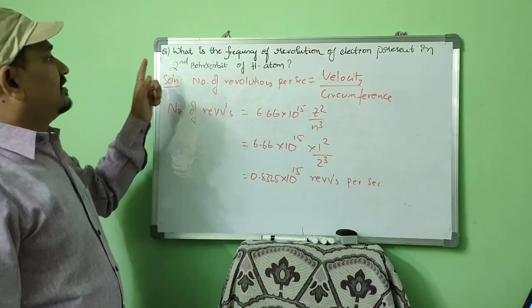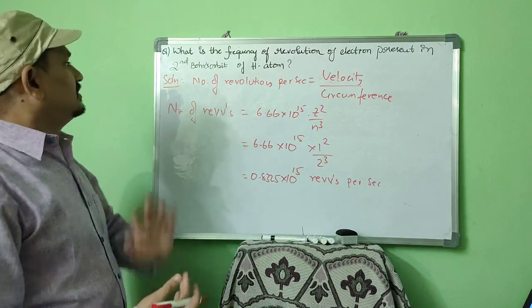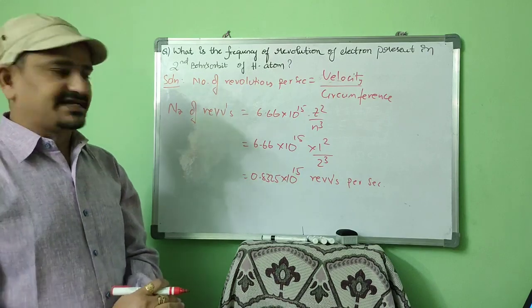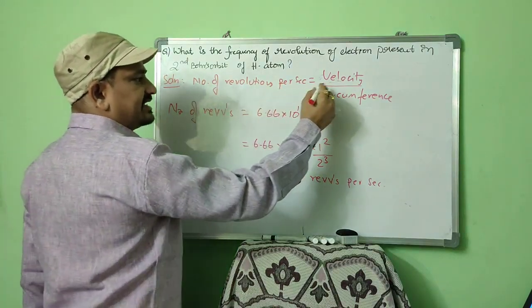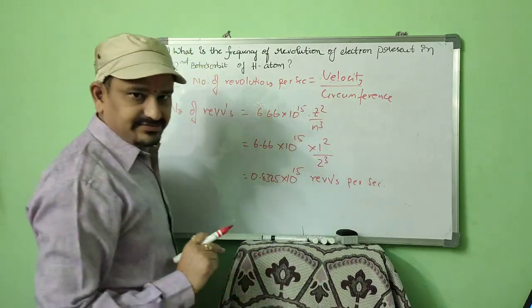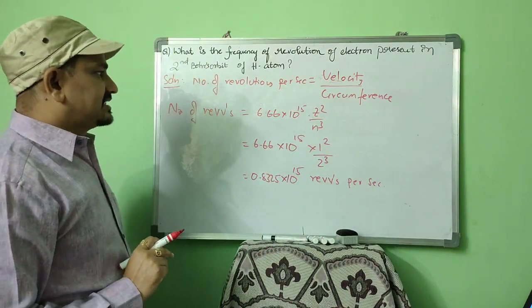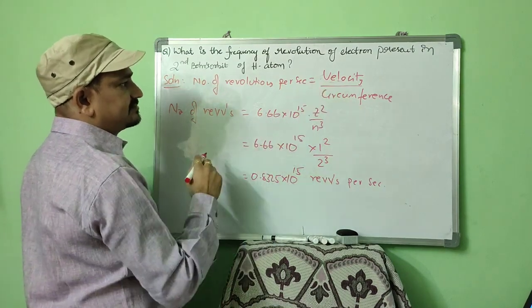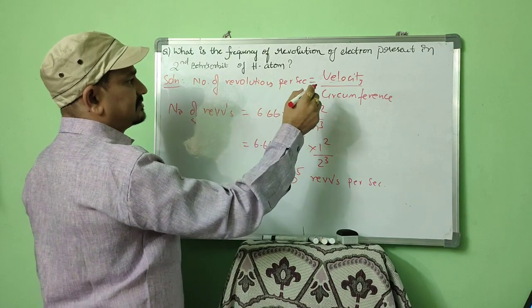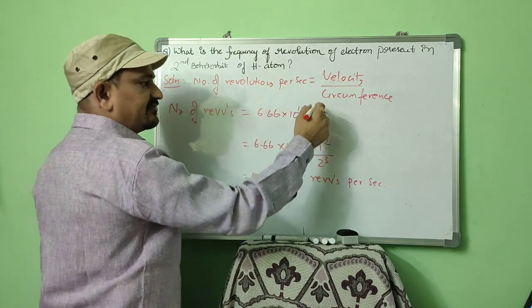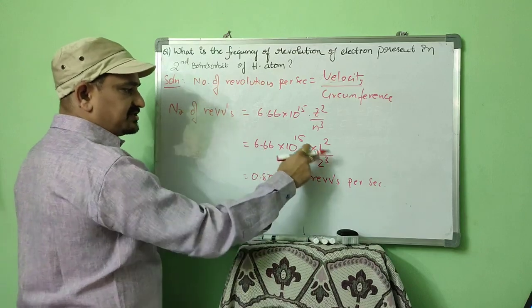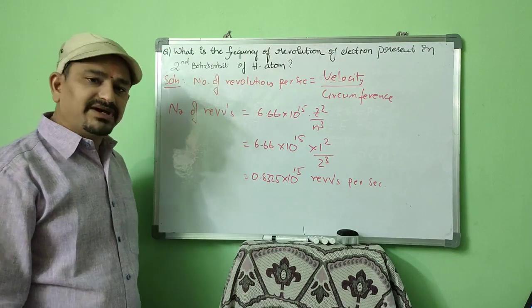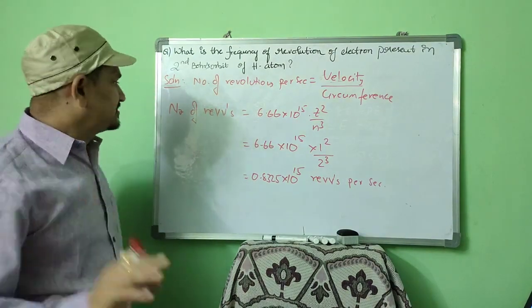So, our question is, what is the frequency of revolution of the electron in the second orbit of hydrogen? Frequency of revolution means the number of revolutions per second. Usually the number of revolutions per second can be calculated as the ratio of velocity by circumference. On substituting these relations, we get 6.66 into 10 power 15 into Z square by n cube. On substituting the values, we are getting 0.8325 into 10 power 15 revolutions per second, right? This is the answer, right?